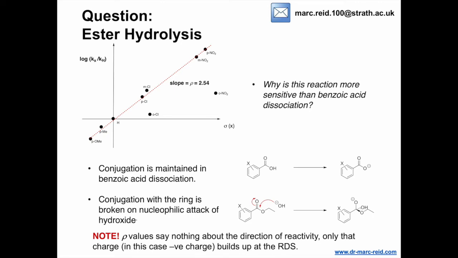Note that we have to be a little careful in our interpretation of rho values. Rho tells us nothing about the direction of reactivity, only that charge, in this particular case negative charge, builds up at the rate-limiting transition state.